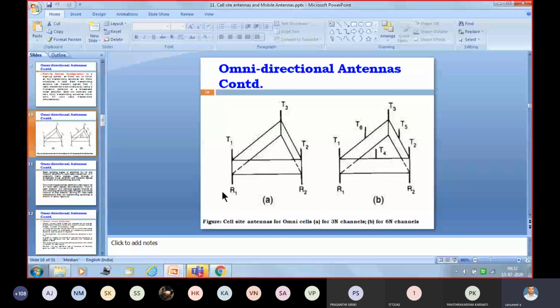It is divided into 3 directions. For each direction, we are using one transmitting antenna. See this one. The first one has how many transmitting antennas? For each direction, 3 transmitting, that is 3 transmitting antennas and 2 receiving antennas. Any cell phone tower contains only 2 receivers when omnidirectional antenna systems are used: 3 transmitting antennas and 2 receiving antennas.